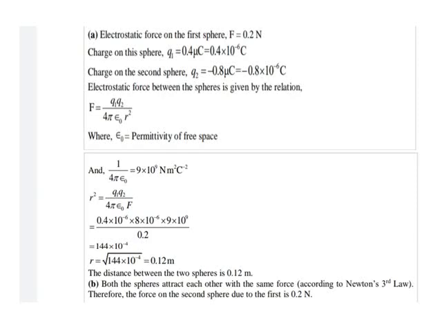And you know that the two spheres will exert equal and opposite force on each other, and here the charges are opposite, so there will be attractive force, and the force on the second sphere due to the first is 0.2 Newton.